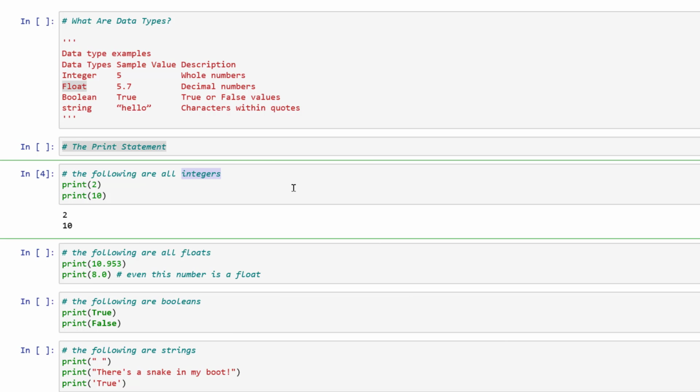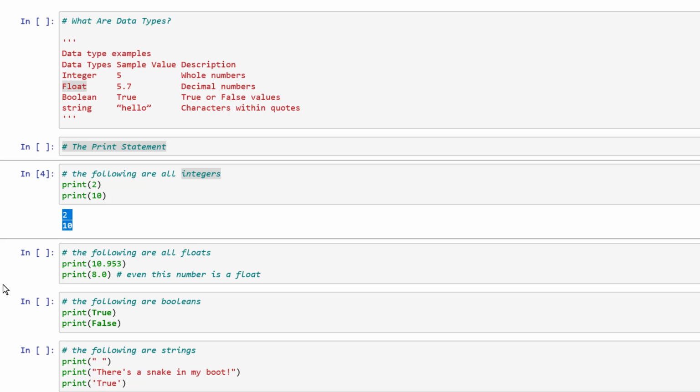Let's go ahead and print a couple of examples out in the next cell of our file. These are the integers. We'll type print 2 in parentheses and print 10 in parentheses. If you go ahead and run the cell, the results will be output with a series of numbers, 2 and 10.